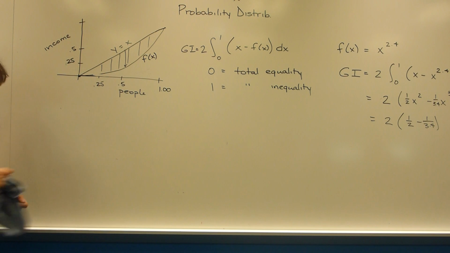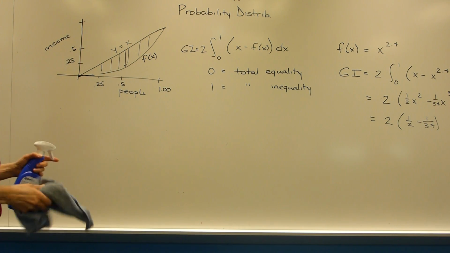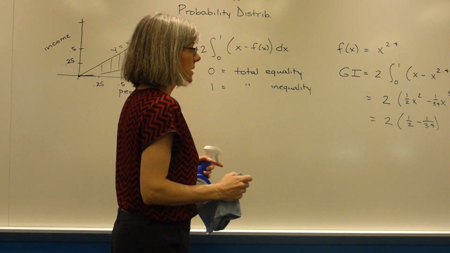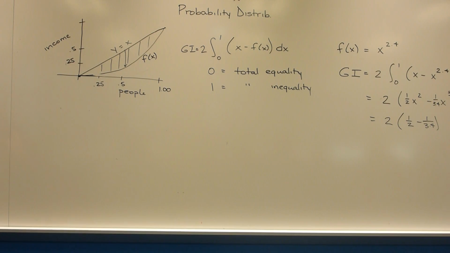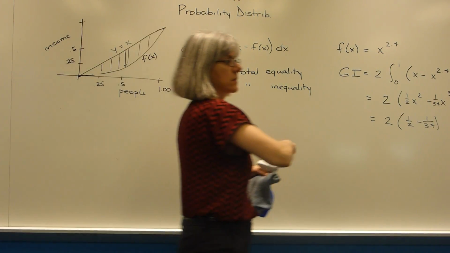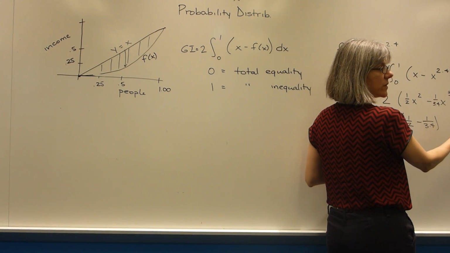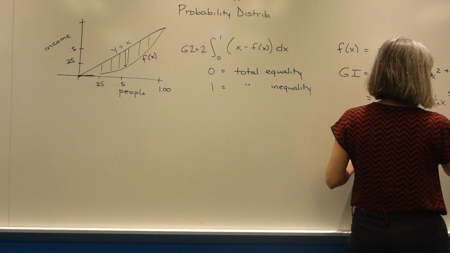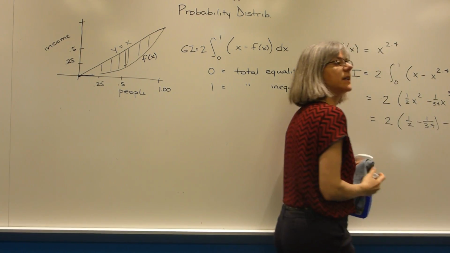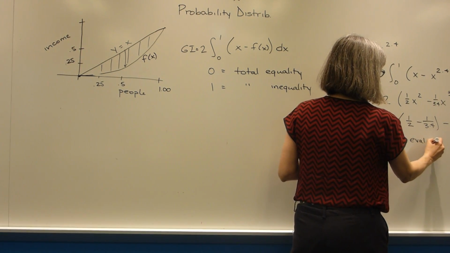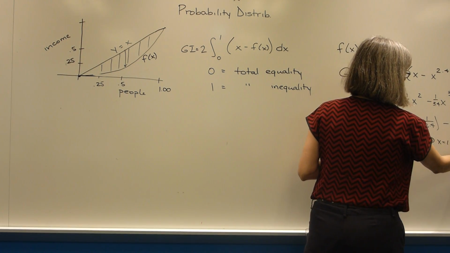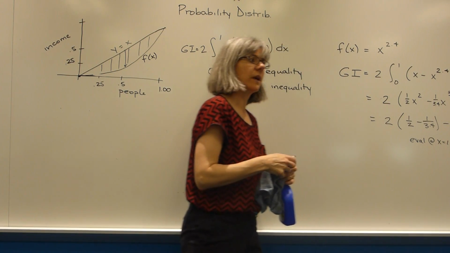That's the Gini index. Wait, the x's disappeared. Oh, because I plugged in. Yeah, that's okay. And so I plugged in, but what's 1 squared? 1. And what's 1 to the 3.4? 1. And then this would just be 0. I did the plugging in part. So this is just evaluated at x equals 1 and x equals 0. I just did the evaluation.